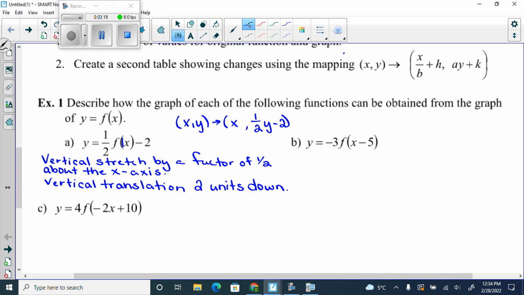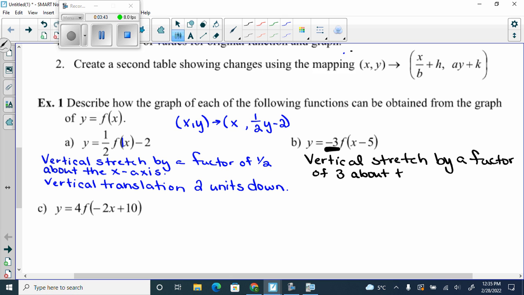Alright. So this one, there's a negative and a 3. So what kind of stretch do we have? Yeah, vertical stretch. It has to be written properly by a factor of 3 about the x-axis. Do I have a horizontal stretch? No. No, there's nothing in front of the x, so I don't have a horizontal stretch. I have a reflection in the x-axis because there's a negative in front.